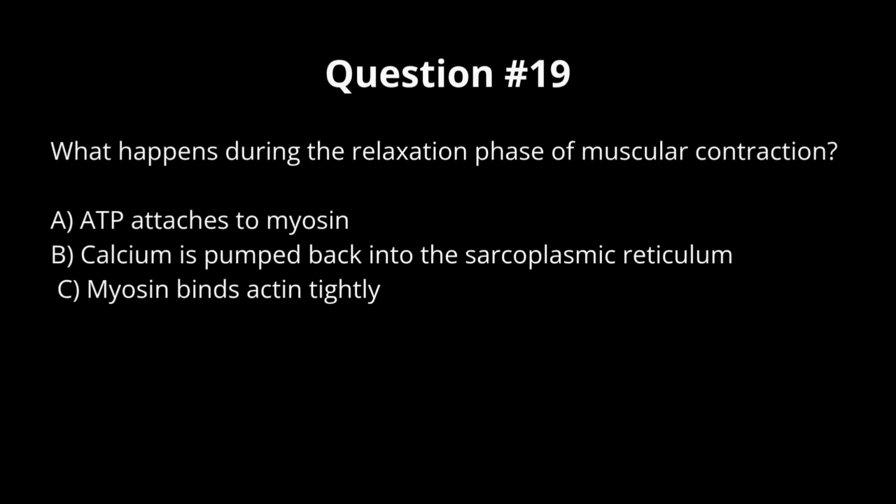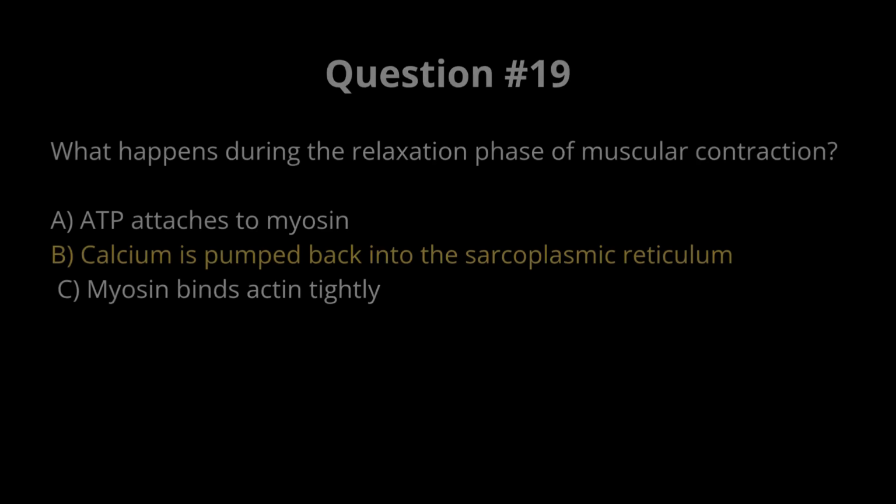Question number 19. What happens during the relaxation phase of muscular contraction? A. ATP attaches to myosin. B. Calcium is pumped back into the sarcoplasmic reticulum. C. Myosin binds actin tightly. The correct answer is B. During relaxation, calcium is actively transported back into the sarcoplasmic reticulum, removing it from troponin. Tropomyosin then covers actin binding sites, stopping contraction.